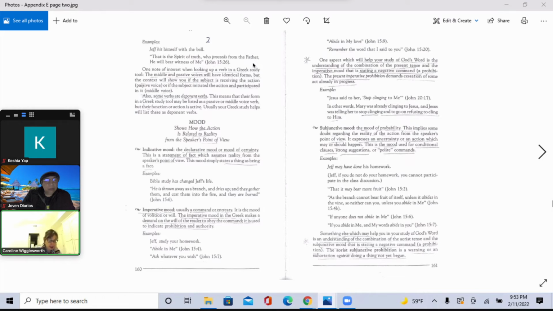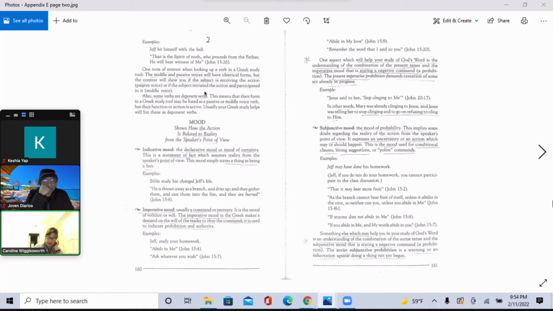And then some verbs are deponent verbs. That means that their form in a Greek study tool may be listed as passive or middle voice, but their function or action is active. And then it says, usually your Greek study helps you list these as deponent verbs. I remember that from the class, but I don't remember doing very much with it.